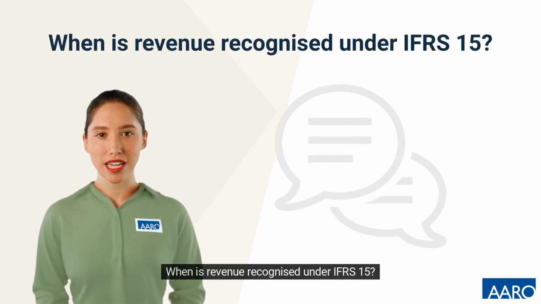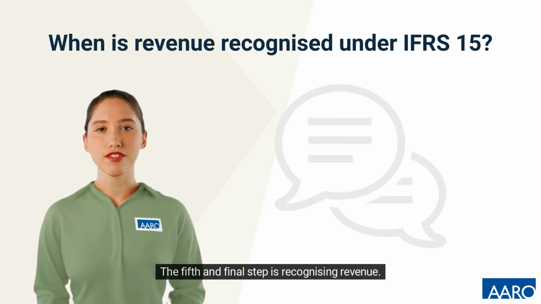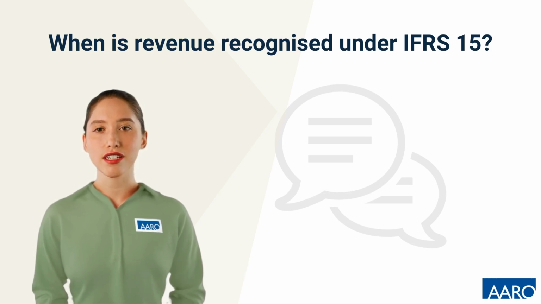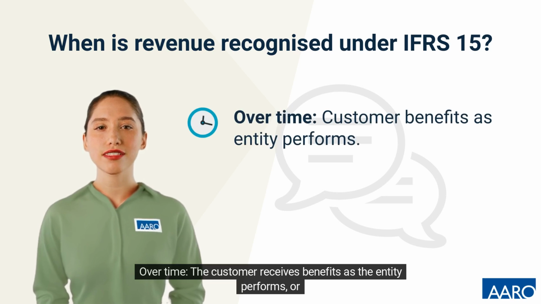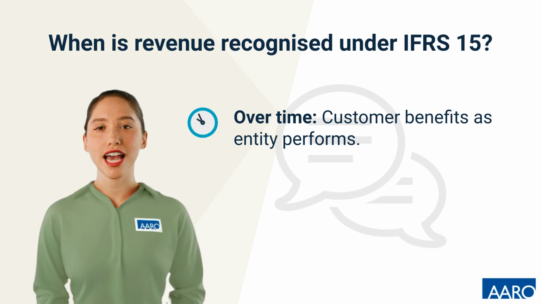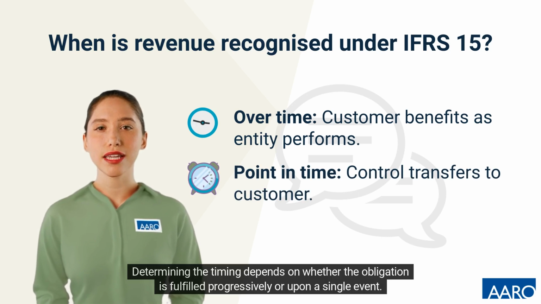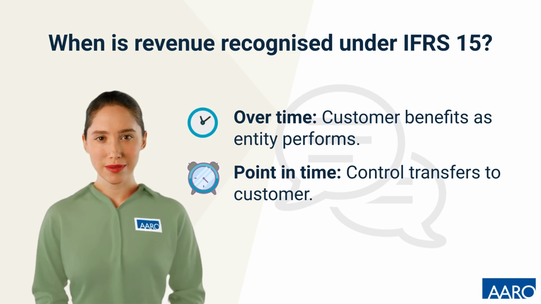When is revenue recognized under IFRS 15? The fifth and final step is recognizing revenue. This occurs when performance obligations are satisfied, either over time, when the customer receives benefits as the entity performs, or at a point in time, when control of goods or services transfers to the customer. Determining the timing depends on whether the obligation is fulfilled progressively or upon a single event.